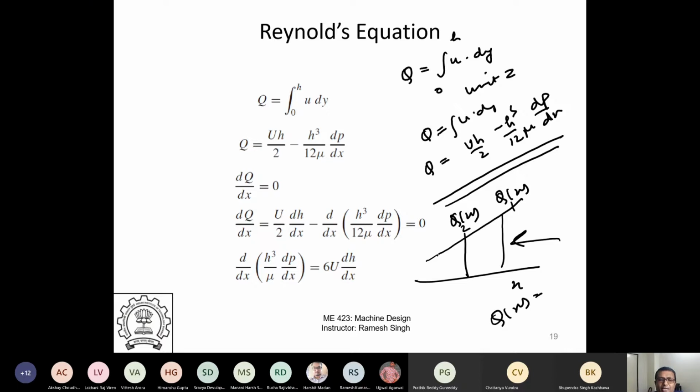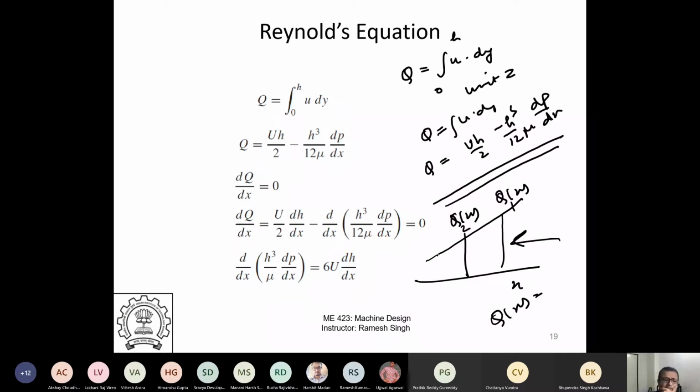Will Qx change or no? At least yes or no. One yes or no I should get from you, right? For compressible also what will happen is A and V may change, but rho A V will remain constant, m dot will remain constant. For incompressible it won't change.